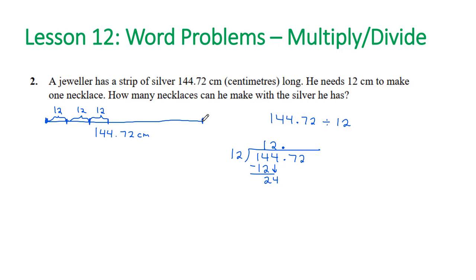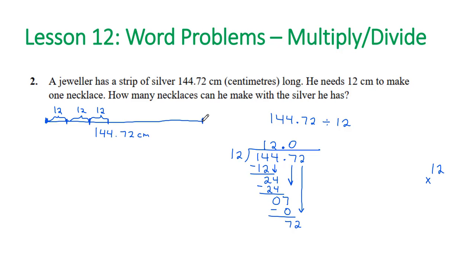12 goes into 24 twice, and that makes 24. So we subtract, and we bring down the 7. Now 12 does not go into 7, it goes in 0 times. So 0 times 12 is 0, and we can subtract the 7. And if you feel confident, you can eliminate that step and just go ahead and bring down the 2 right away. But step by step, after subtraction, we bring down the 2, and 12 goes into 72 how many times?